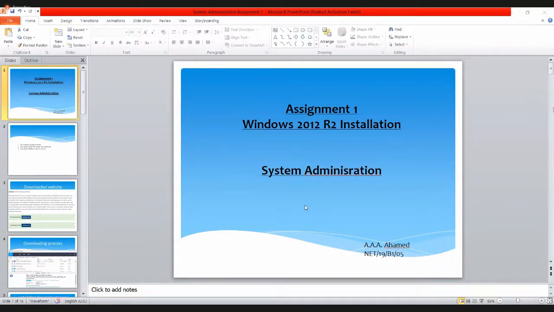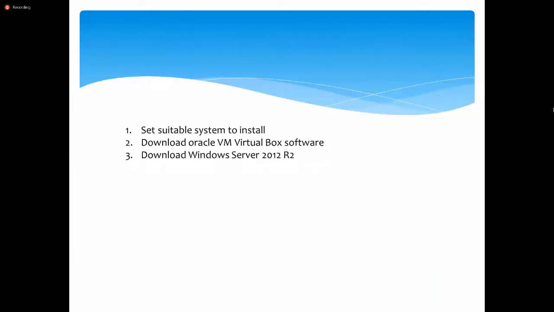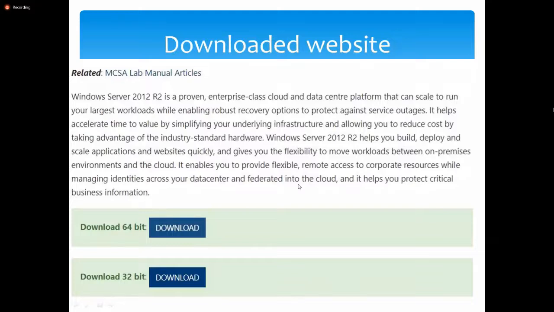And tell me about the assignment for the Windows 2012 R2 installation. Right. System administration. This is my index number and name. Okay. Next one is set suitable system to install. Download Oracle VirtualBox software. Okay. And then download Windows Server 2012 R2. Right. The ISO file, right? Yes, yes. Okay.